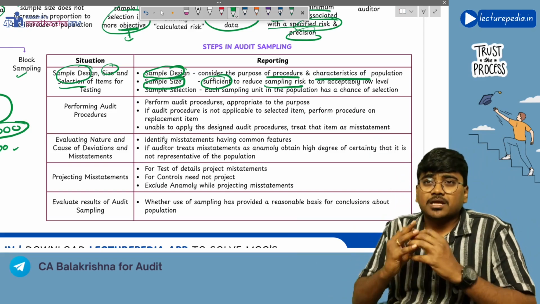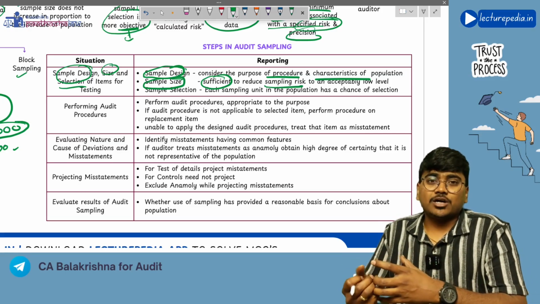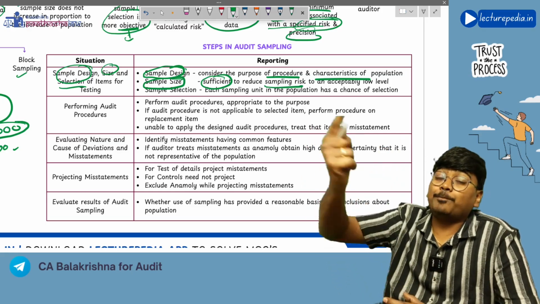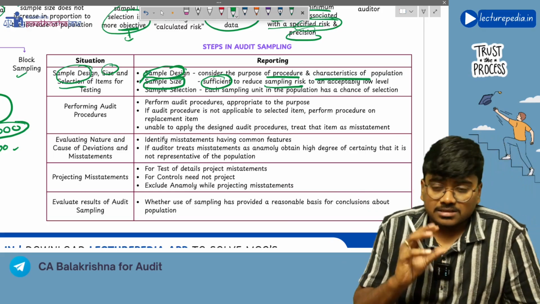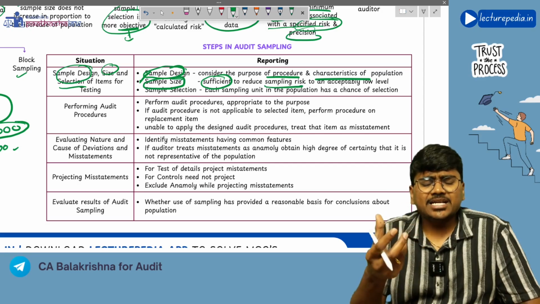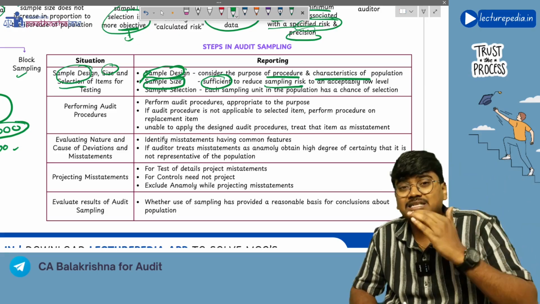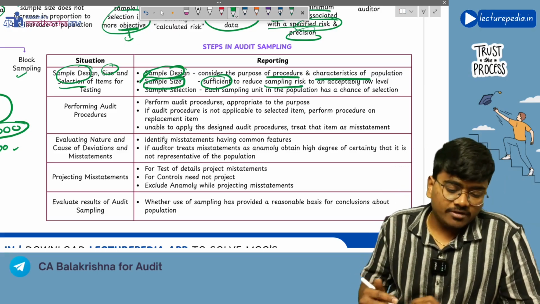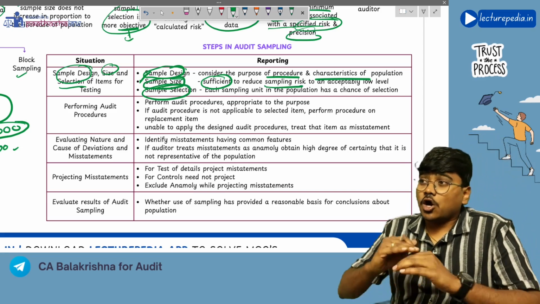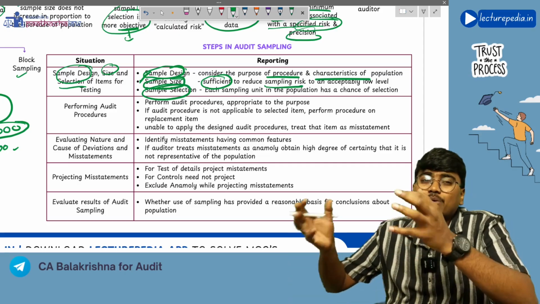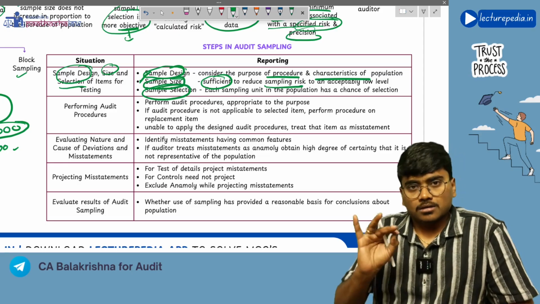Understanding sample risk, we have already discussed, right? The risk that the conclusions you reach based on the sample will differ from the conclusions if you apply the same procedures on the complete population. Such a risk is known as sampling risk. While deciding on the sample size, you have to choose it in such a way that the sample risk will be reduced to an acceptably low level. And finally, sample selection. While selecting the sample, you need to take care that all the items in the population have an equal chance of being selected into the sample, right? This is the first step in case of sampling.